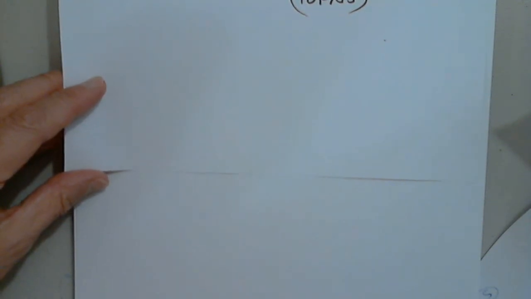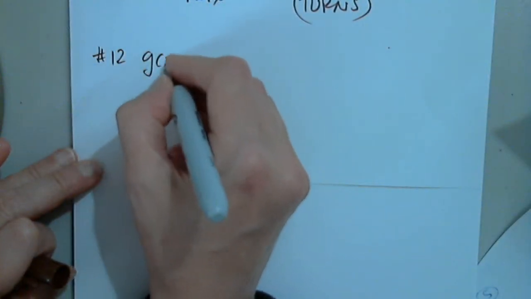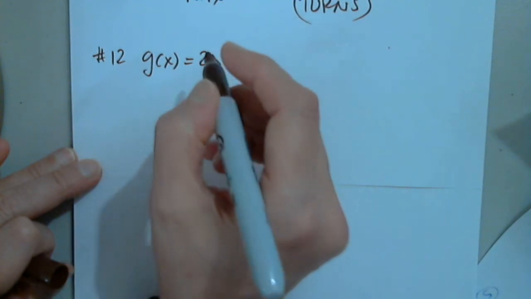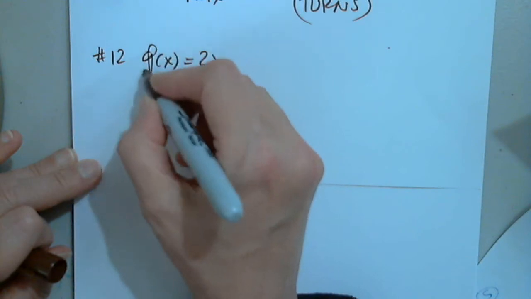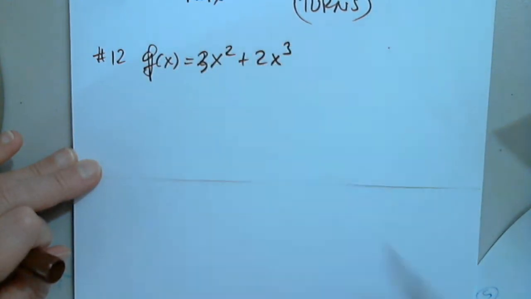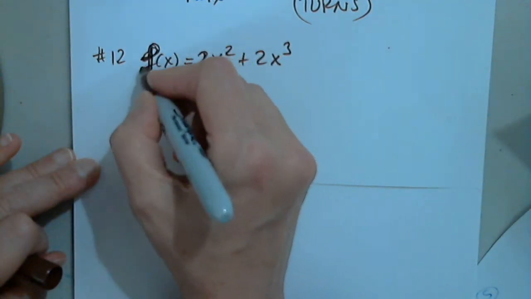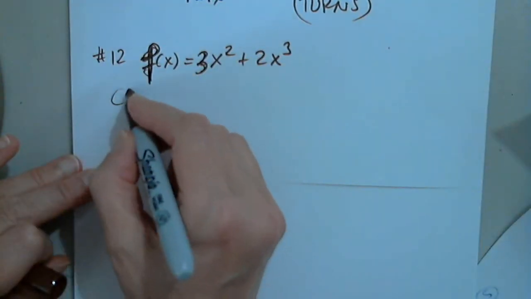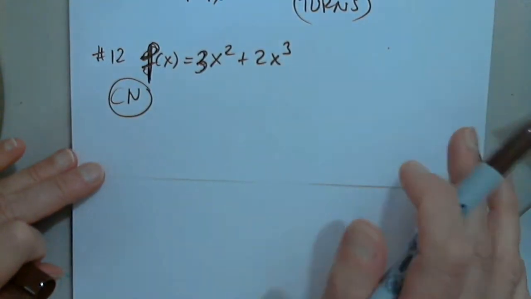Well, let's look at 12. So g of x equals to, no. See how I'm copying from a different problem? So f of x equals 3x squared plus 2x cubed. Okay, good. So in order to discuss points of extrema, I have to find critical numbers. If the function doesn't have critical numbers, then there is no max min.